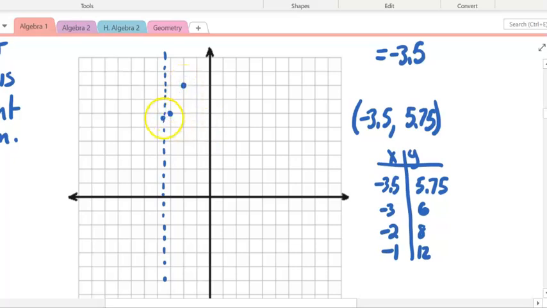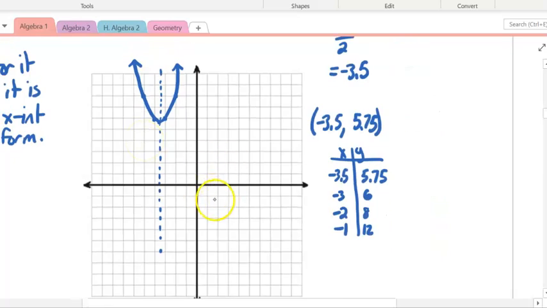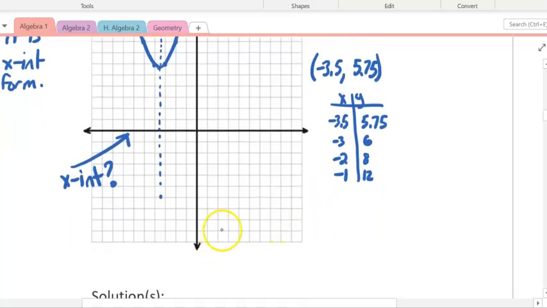It's right there, and then I'm not going to go up to 12 because it's off the graph. And then I can reflect the points over because remember the axis of symmetry creates a mirror image. Now, your solutions when graphing, solutions are where the x-intercepts are. So when you're solving by graphing, you're looking for x-intercepts. And since this will never go through the x-axis, that means there are no real solutions.